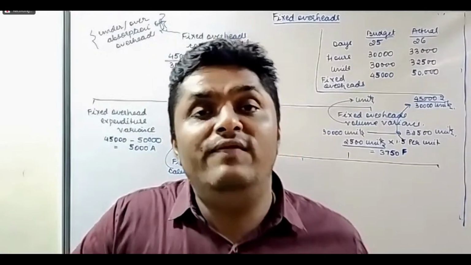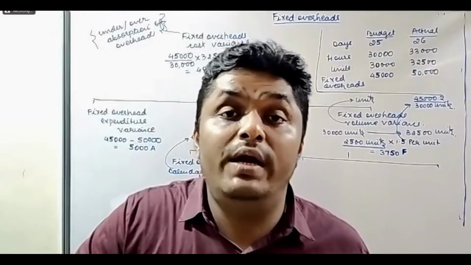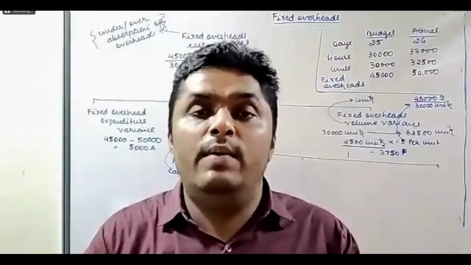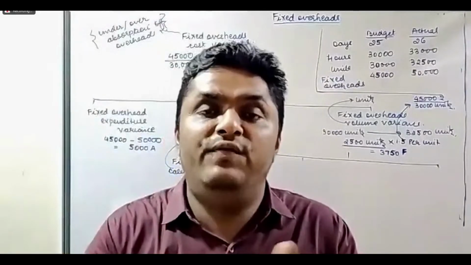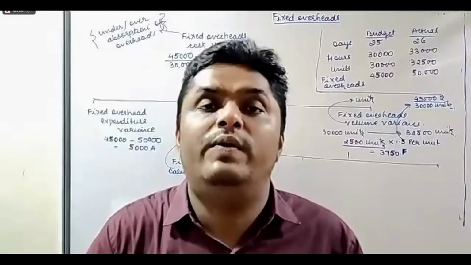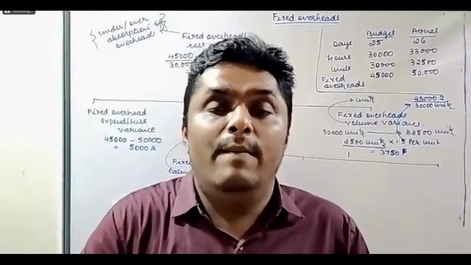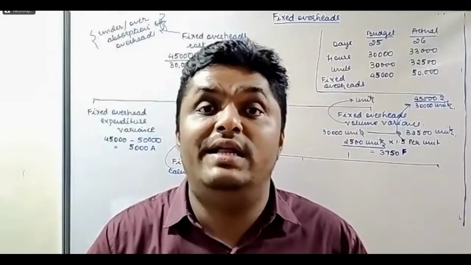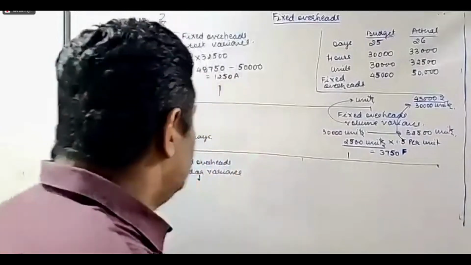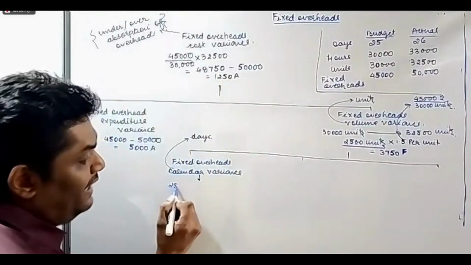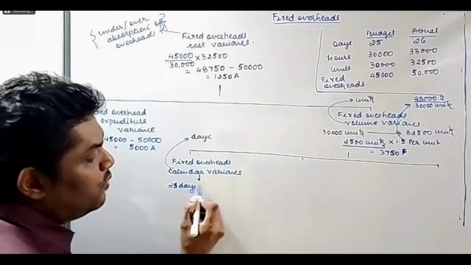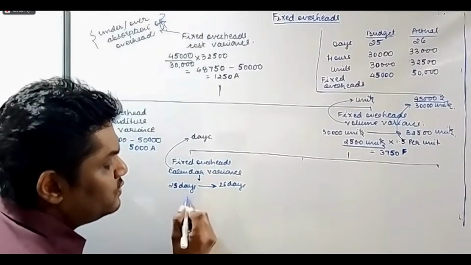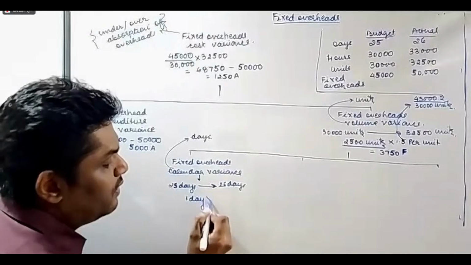But actually we worked for 26 days. One day extra we worked. Forget about efficiency. Just think from a days perspective that we set up a target that we will work for 25 days in a month. But my workers did a great job and they worked for 26 days in a month. So we were supposed to work 25 days, but we actually worked for 26 days. That is one day extra we worked.